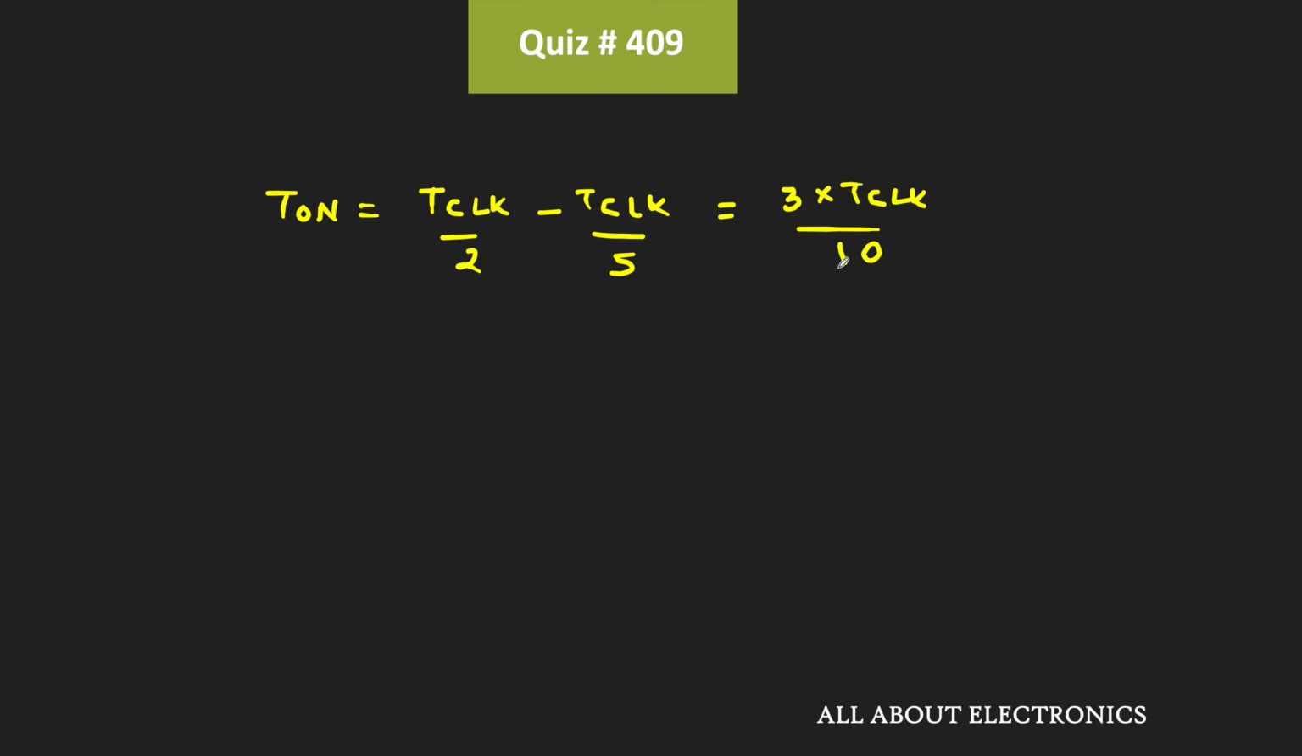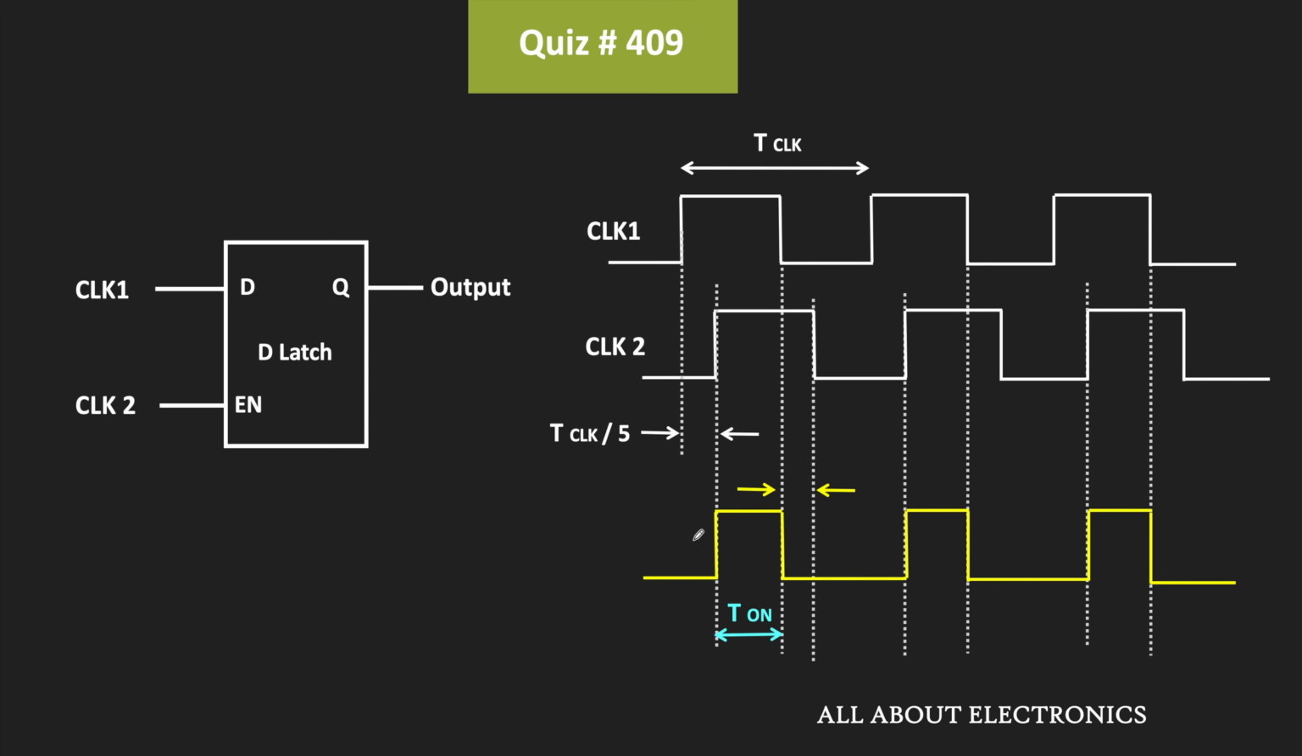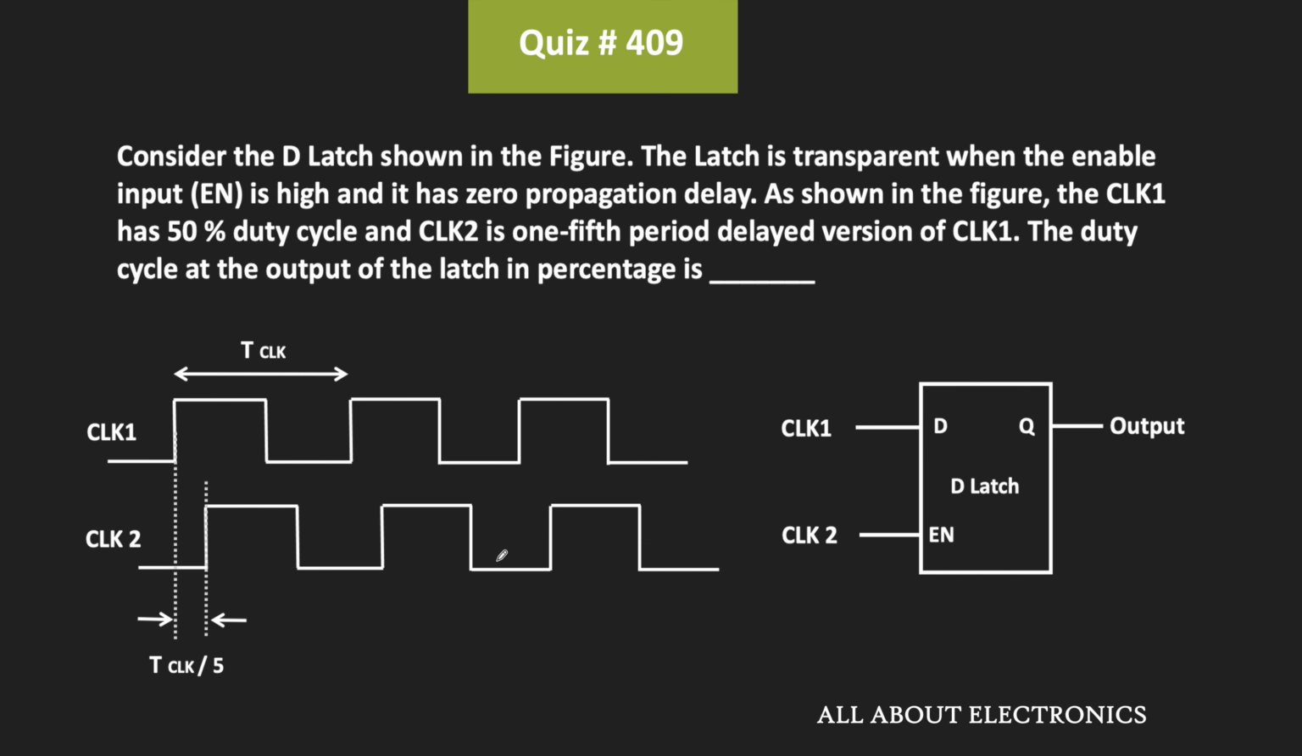So we can say that this t on is equal to t clock divided by 2 minus t clock divided by 5, and that is equal to 3 times t clock divided by 10. From this we can say that the on time of the output waveform is 30% of the total time period. Or in other words, the duty cycle of this output waveform is equal to 30%. So for the given question, the answer is 30%.